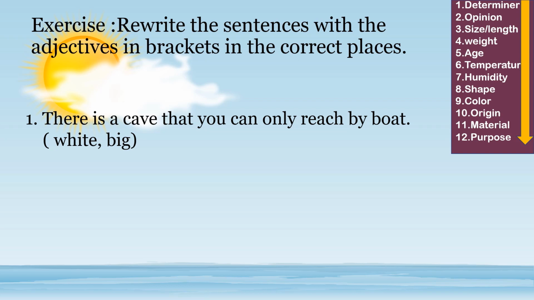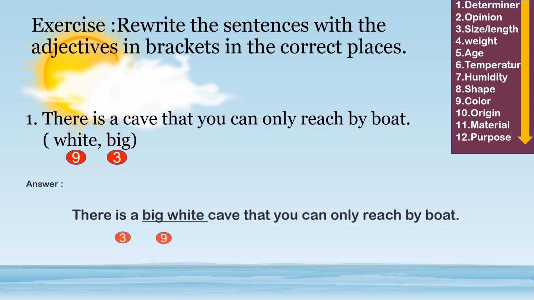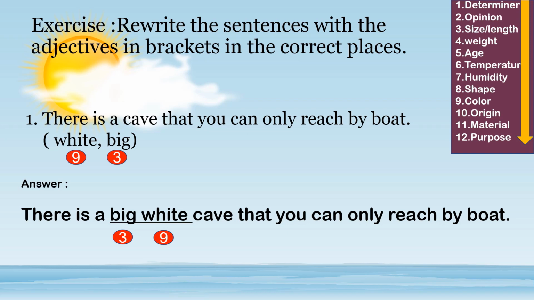So here, you can see that white is color, so it's number 9. Okay, and then big. Big is size, so it's number 3. So we arrange these two from the small number followed by the bigger number. So the sentence becomes, there is a big white cave that you can only reach by boat. So you place the small number first and then the bigger number. Next.